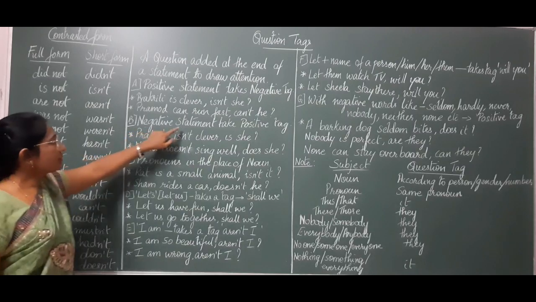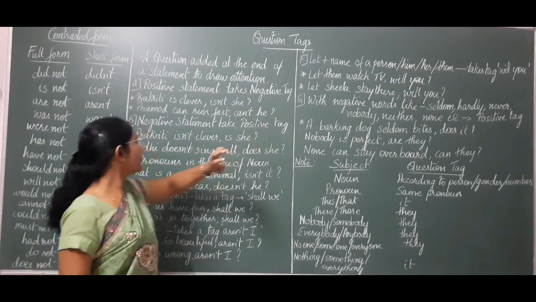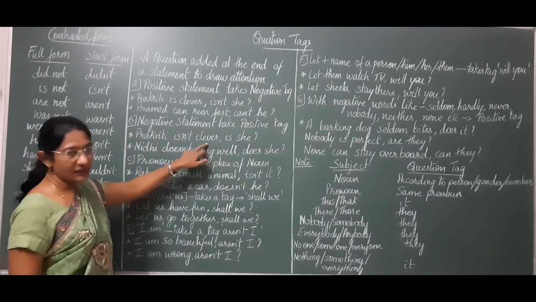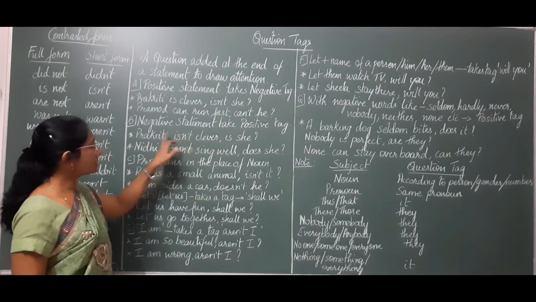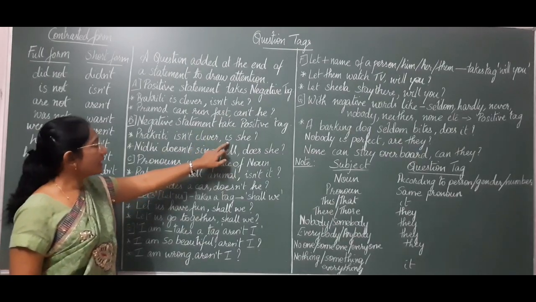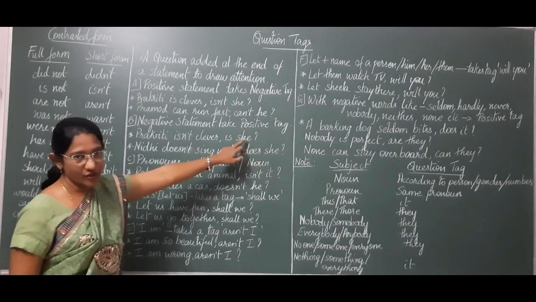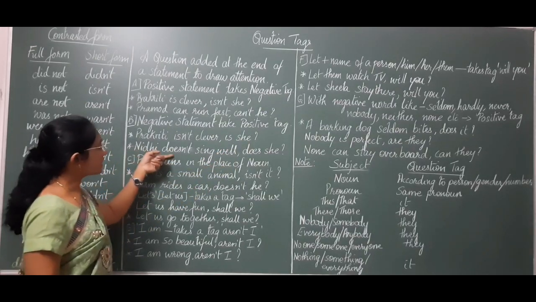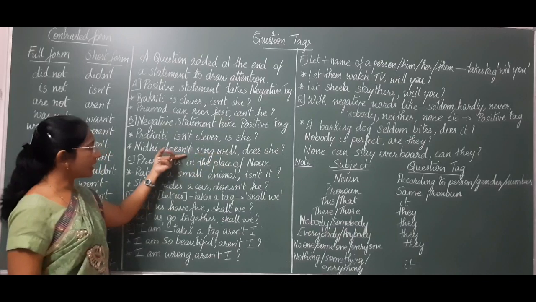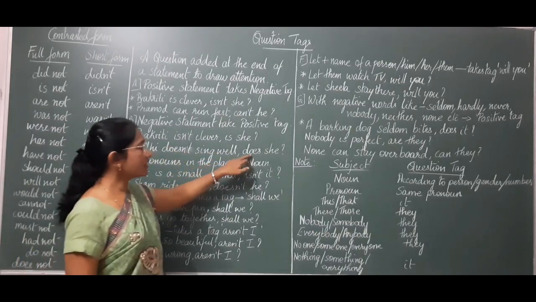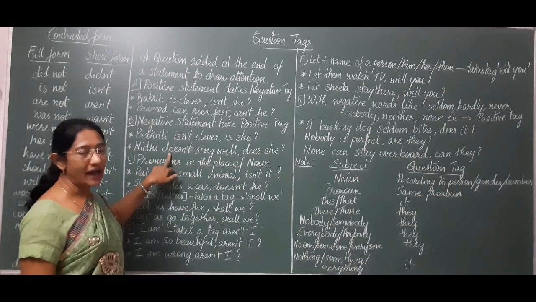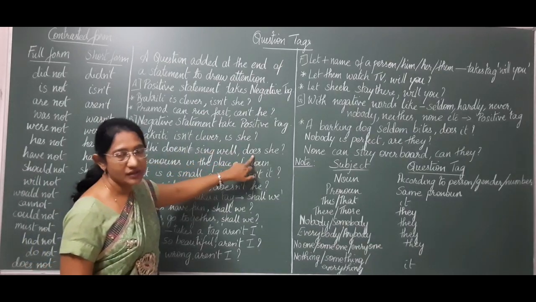Next point. Negative statements take positive tag. Prakriti isn't clever. Is not clever. Isn't clever. So, not tells the statement is negative. So, we take a positive tag. Is she, and end up with a question mark. Nidhi doesn't sing well. Does not sing well is a negative statement and it takes a positive tag. Does she. We take the same helping word or the auxiliary to form the question tag.